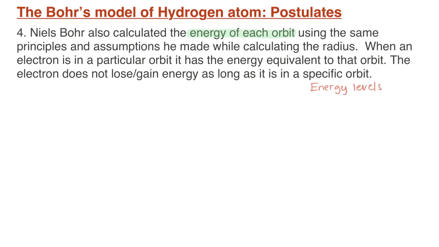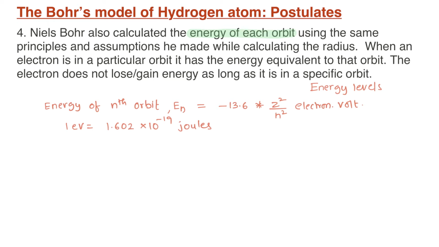According to Niels Bohr, the energy of the nth orbit, En, is equal to negative 13.6 times Z squared over n squared electron volt. Electron volt is a unit of energy and 1 electron volt is equal to 1.602 times 10 to the negative 19 joules. So we can calculate the value of En in joules by using the conversion factor.